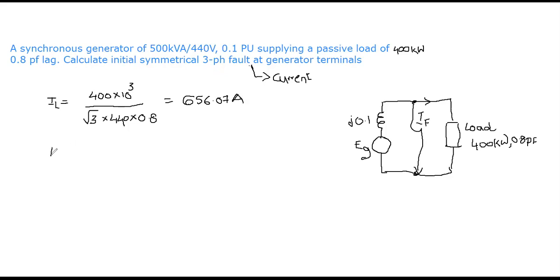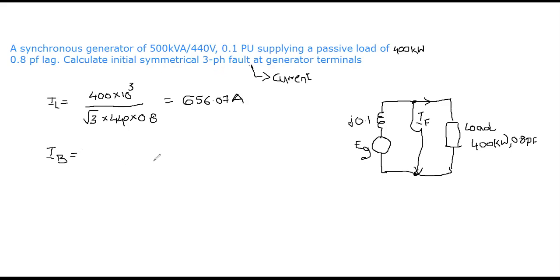Okay. Now we are going to determine the base value. Why do we need to determine the actual value and base value? In order to obtain the per unit value. Because EG and the reactances have already been mentioned in per unit value, we are also going to obtain the IL in terms of per unit. So this is the actual value.